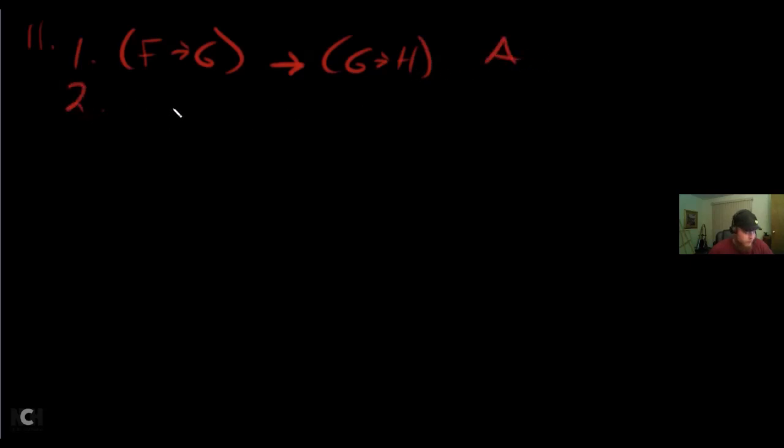Line 2, we've got F arrow G, not in parentheses, assumption. And line 3, we just got F by itself. Okay, so those are our 3 assumptions. And then we've got that symbol, and what we're trying to get is just H by itself. All right, we do that, we're done.